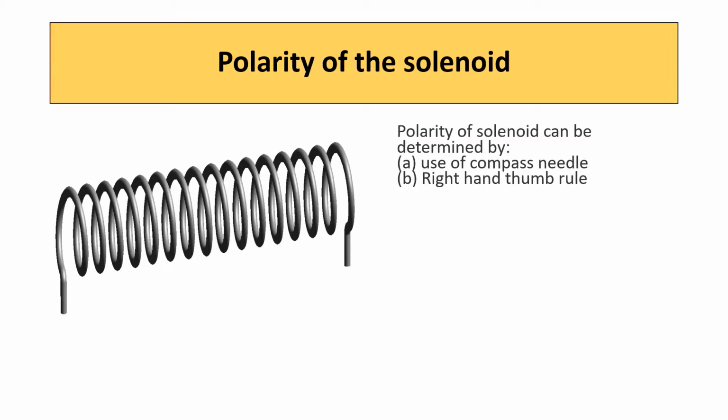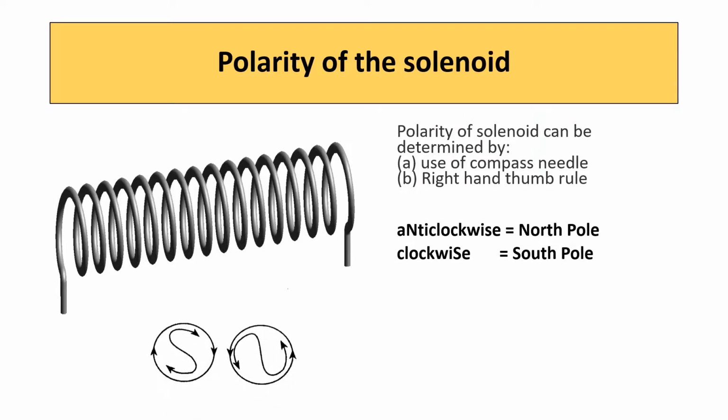Polarity of the solenoid can be determined by using the compass needle or right hand thumb rule. We learned the right hand thumb rule in our previous slides. Remember, the anti-clockwise will give you the north pole and the clockwise will give you the south pole. You look at this diagram. This is the clockwise direction that will give you the south pole, and this is anti-clockwise direction and this will give you the north pole.